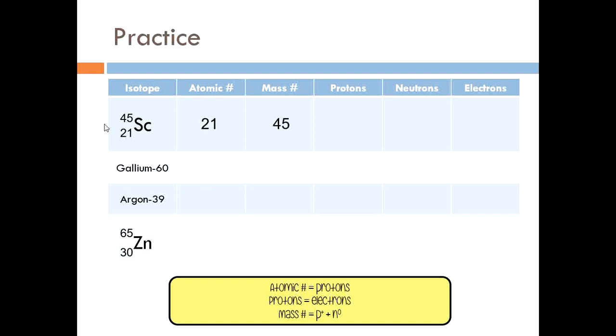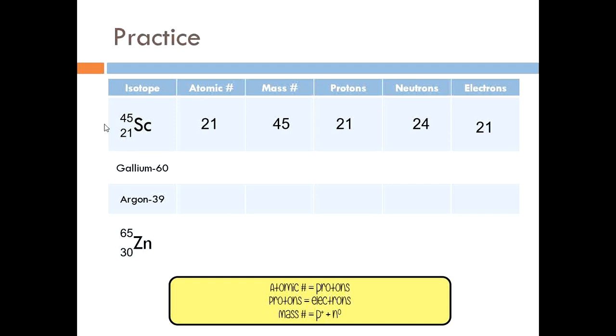So how do you get protons? Well, if you have the atomic number, then you know the number of protons, and a reminder is on the bottom of your screen. And how do we get neutrons? Mass number minus the protons is equal to 24 neutrons. And how do you get electrons? Well, electrons will equal the protons because remember, this is a neutral atom.